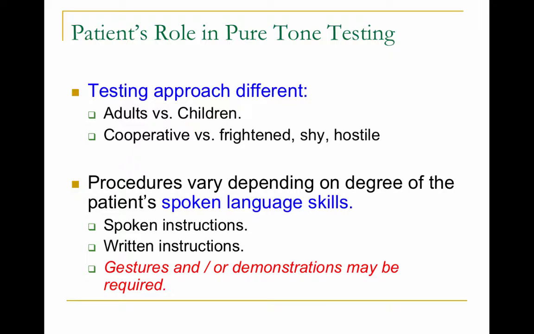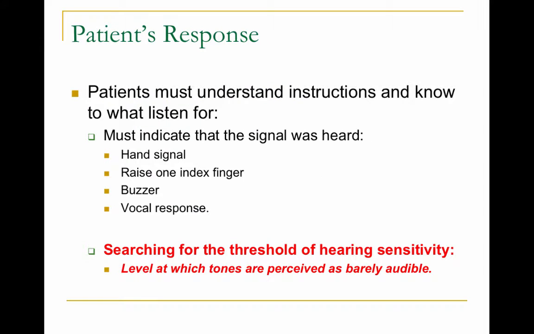You might speak the same language, it might be easy, they could hear you, and you could provide spoken language instructions. Written instructions might need to be provided if there's severe hearing loss or a language barrier. Gestures or demonstrations may also be required. The patient needs to understand the instructions, what to listen for, and their role. They need to know that every time there's a beep or they hear a sound, they're supposed to indicate that they heard it, whether through raising their hand, using a buzzer, or just lifting a finger.